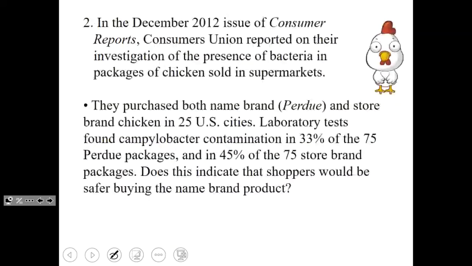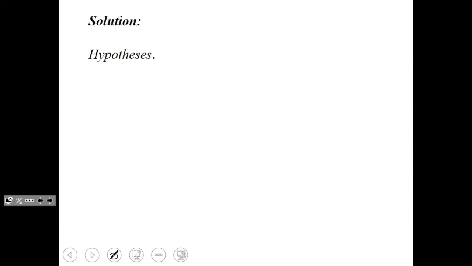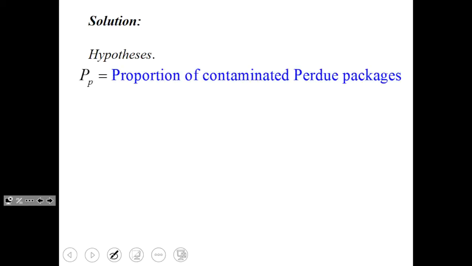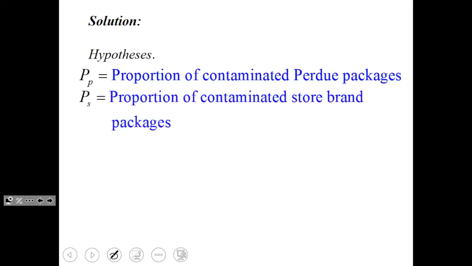So let's try this. I'm comparing two populations. Think about it. So my null hypothesis, and we should label it, I'll call PP the proportion of Purdue, and PS the proportion of store brand. Null hypothesis: there's no difference, that Purdue minus store is equal to 0. Now, my alternative can't be that. We talked about that. My alternative has to be based on what we thought. And we thought store brand was going to be higher.